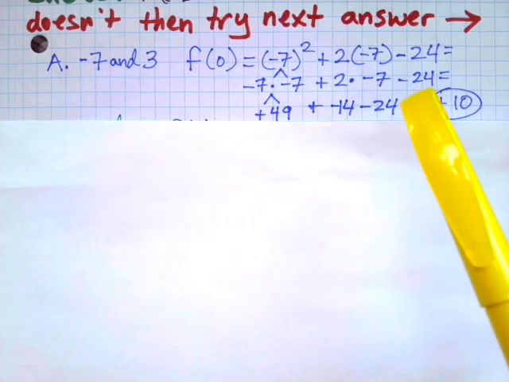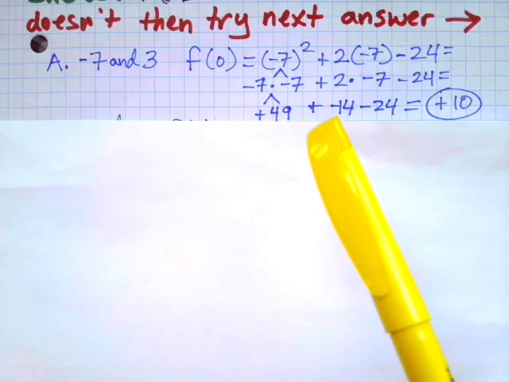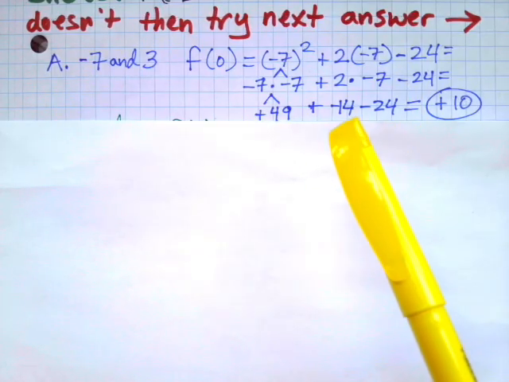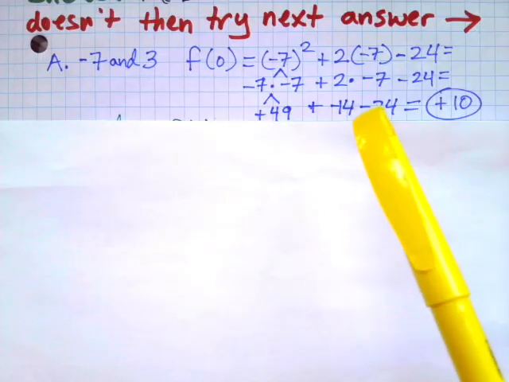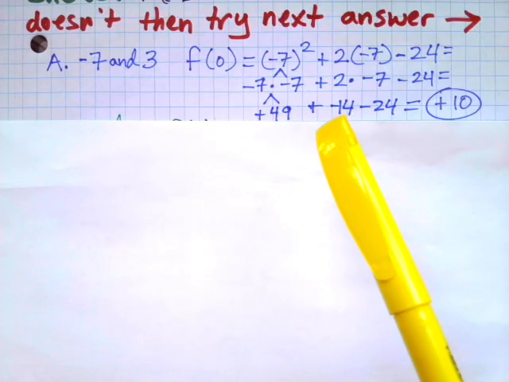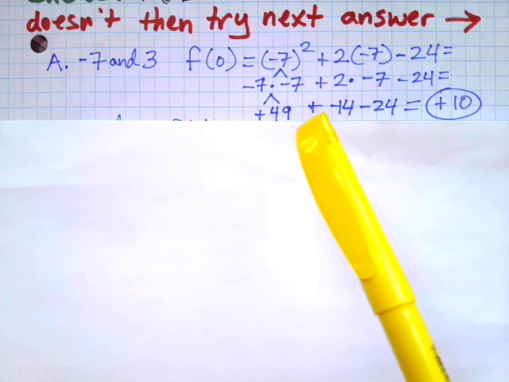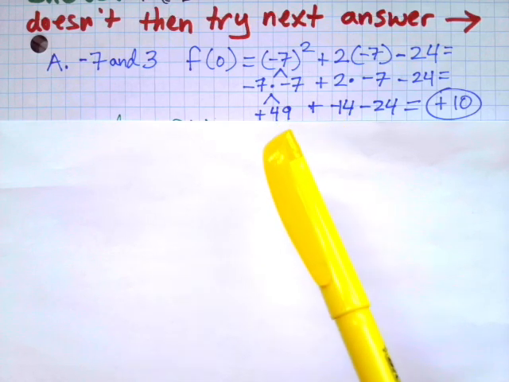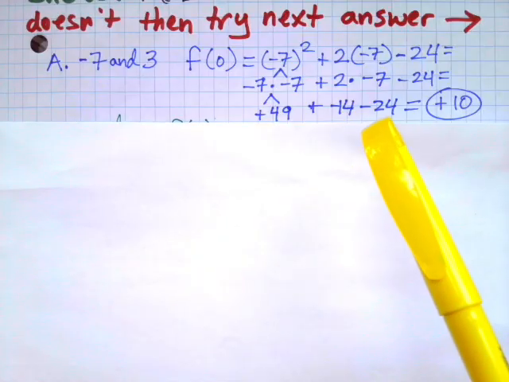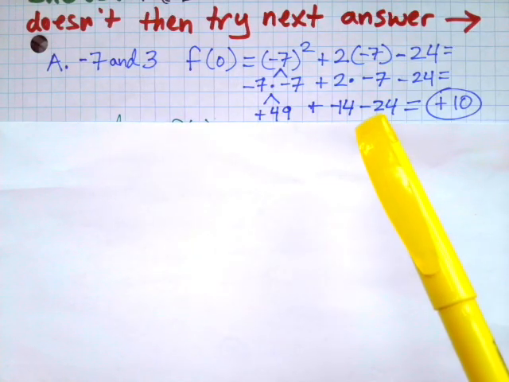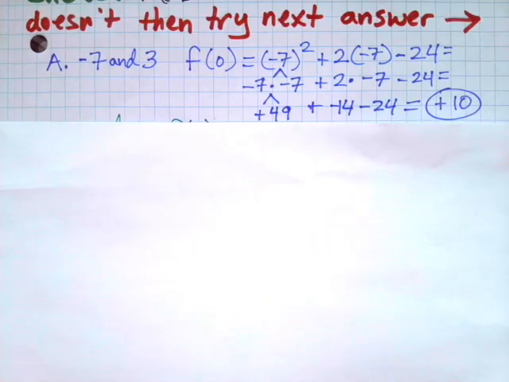Next operation is to multiply: 2 times -7 is -14. I can put a plus sign between the two terms. It's not going to change anything. And then I'm just going to bring down that -24. I could have put a plus sign in front of that negative sign as well. So now we have to simplify our like terms, add and subtract. Remember, we move from left to right when it's a tie in the order of operations. So 49 plus -14 would give me what? What is 49 plus -14? That's 35, right? 35 plus -24 would give me a positive 11.